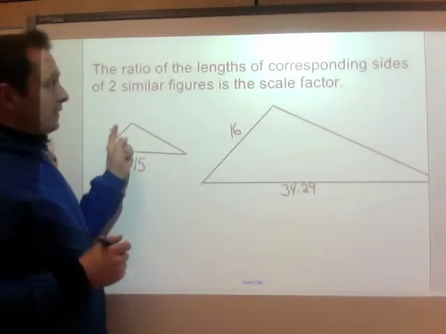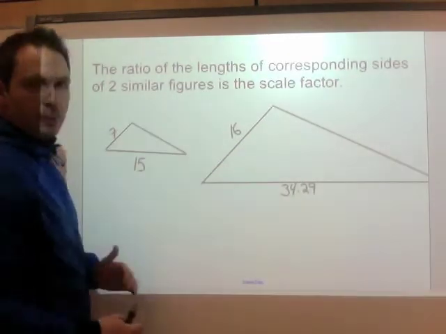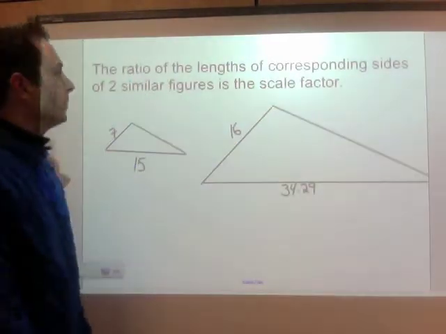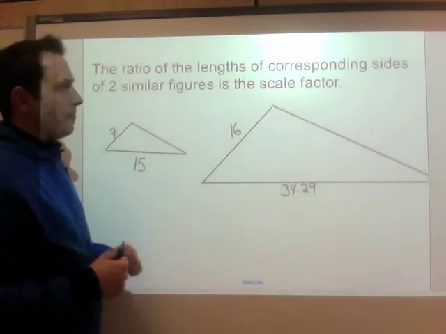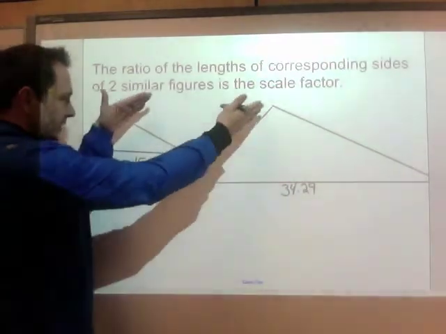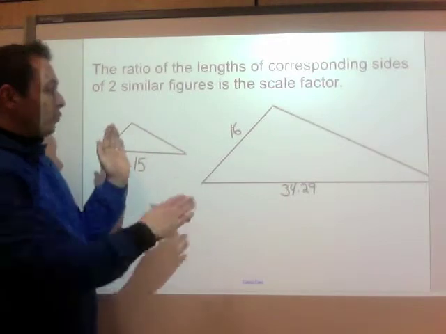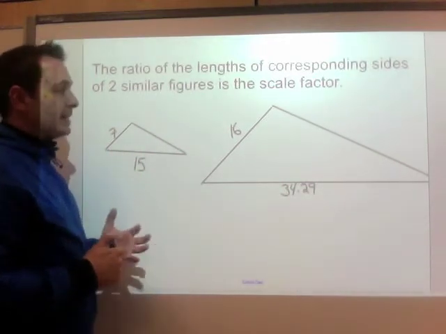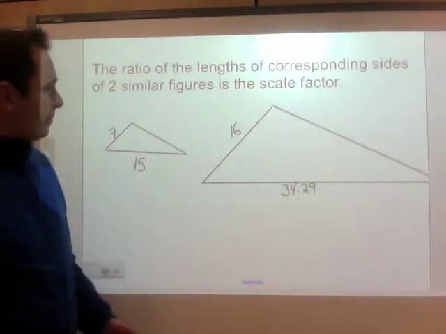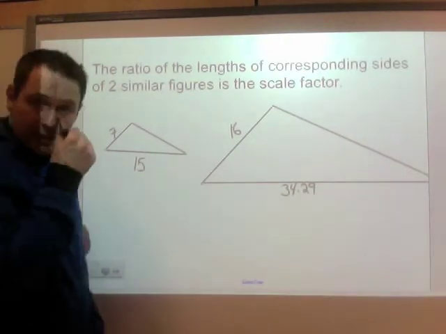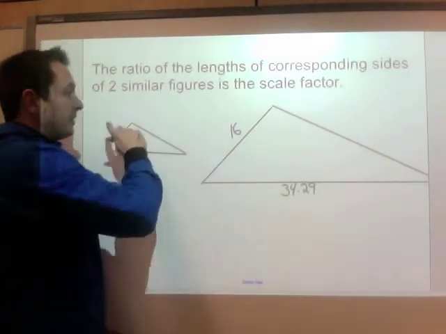So the ratio of the lengths of two corresponding sides, so these two sides are corresponding, the bottoms are corresponding, the top rights are corresponding, of two similar figures, so I'm going to tell you these are similar now. So if these are similar, and they are, then their corresponding sides, these two or these two, then the ratios of those is its scale factor, how many times bigger one is than the other. So in this example, to find the scale factor, if you're told it's similar, or you've proven it's similar, you just simply have to divide them.